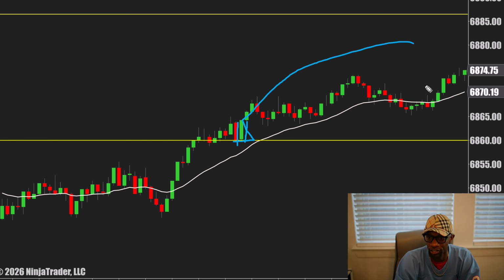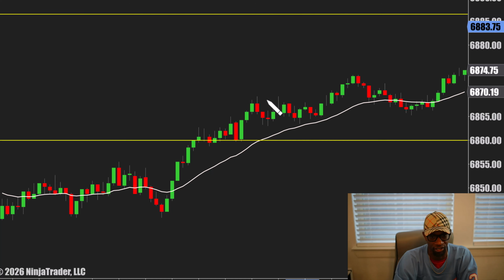Now, where's your entry for price action IOTS traders? Let me show you. Where we want to enter is right here. No joke, we ain't playing around with that. We're not getting caught. We're not getting trapped right there. This is where we go. Boom. As soon as that candle closes, you go right here and you ride that up.